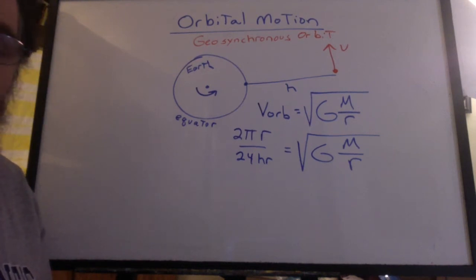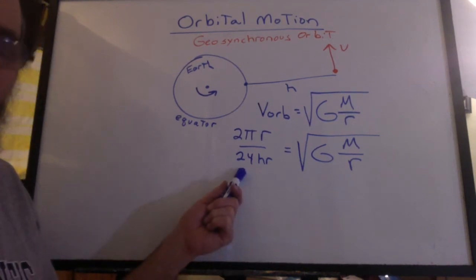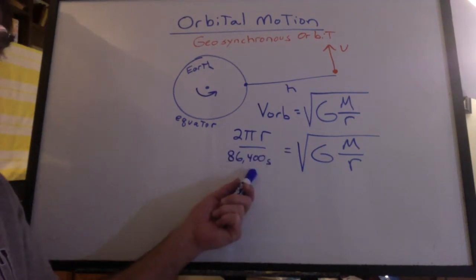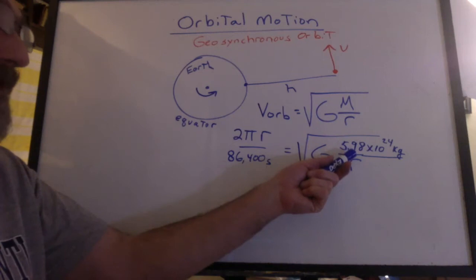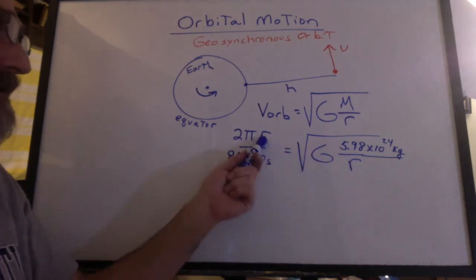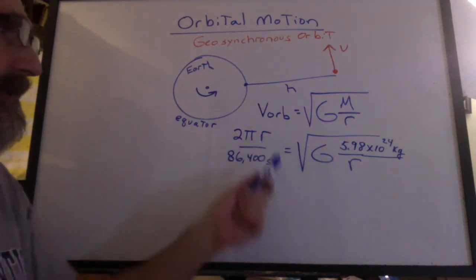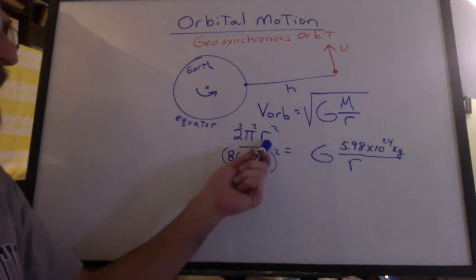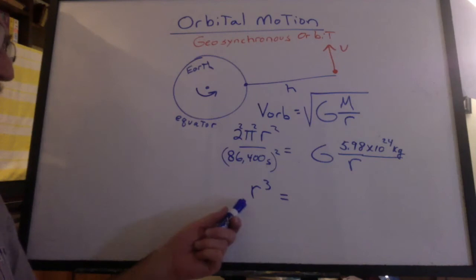Okay, picking up where we left off, it's 24 hours. Well, that's 86,400 seconds. Well, we know the mass of the Earth, and we know what G is. Now we have to solve for R. So let's square both sides. Now we can bring this R up to here. That'll give us R cubed.